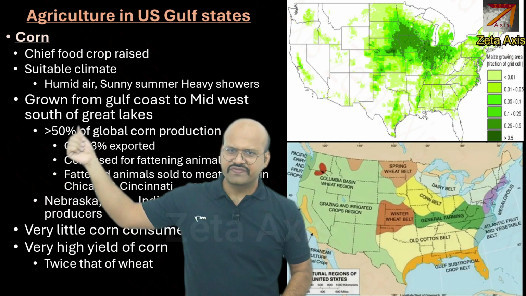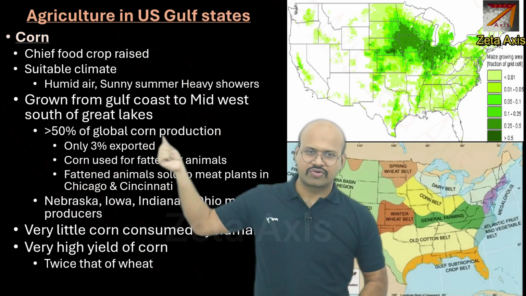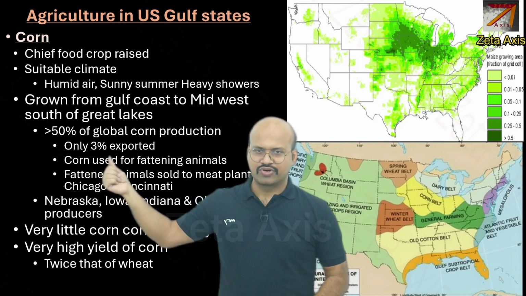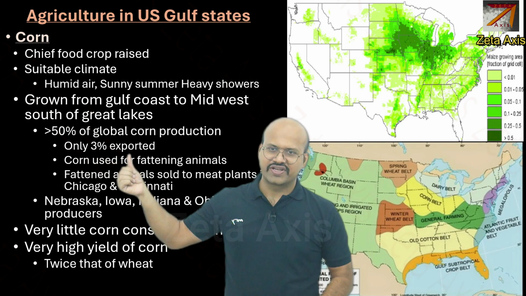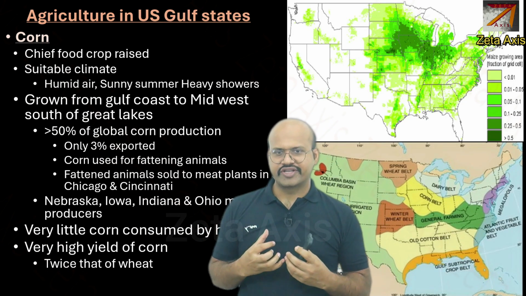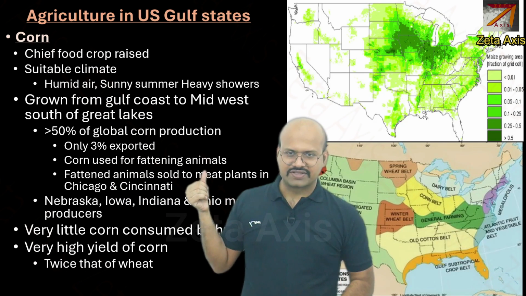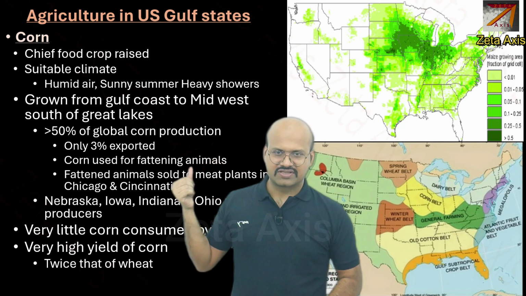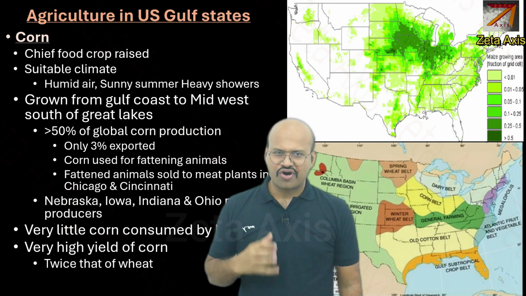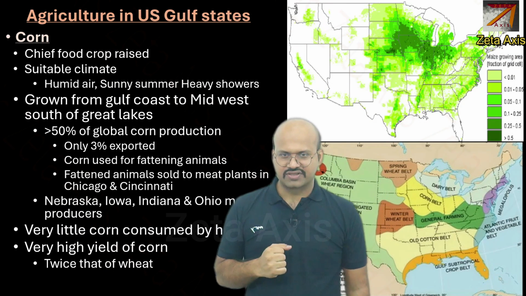However, more than 50% of global corn production occurs in the US, but it is not exported. Only 3% of the corn produced over here is exported. The reason is that this corn is used for fattening of animals, and then these animals are sold to meat plants for production of meat. So corn is basically used for meat production.